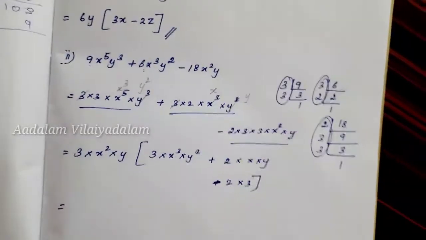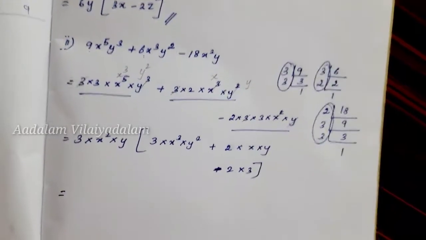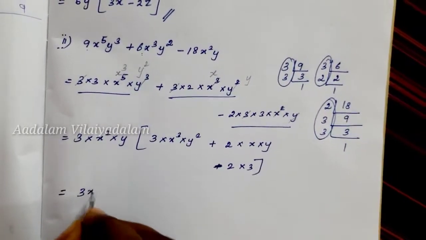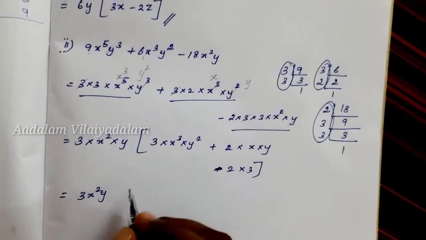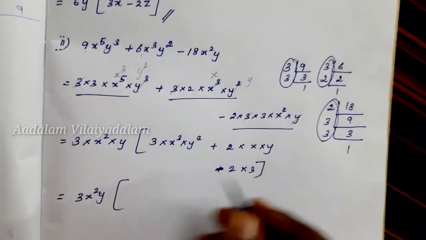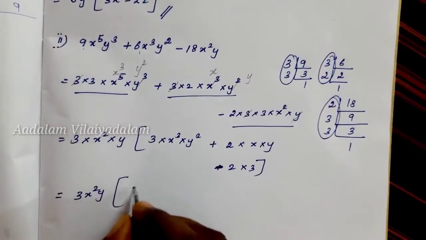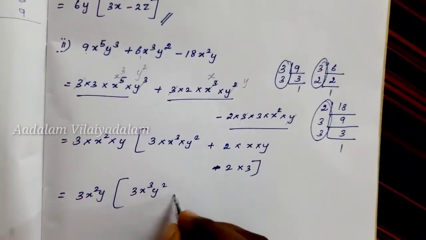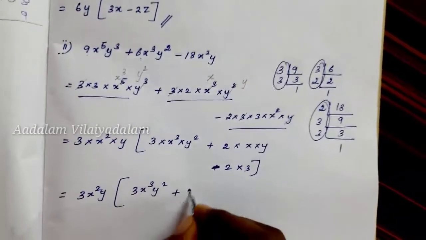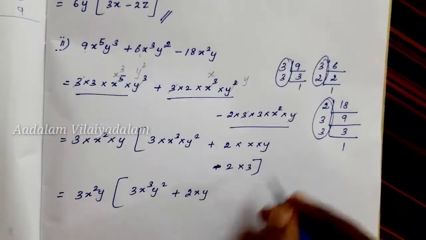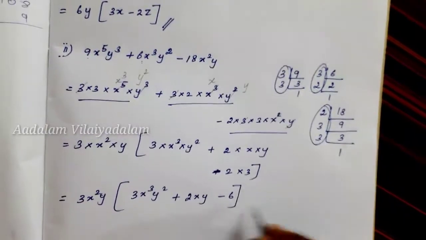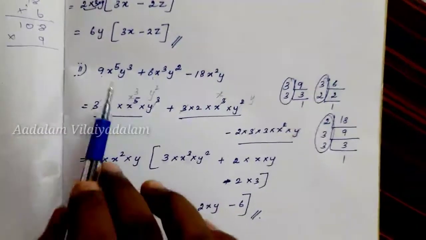Now, let's multiply the remaining values. So, if we multiply, we get 3x square y. What else will we get here? 3x cube into y square. Then here 2xy. Then the remaining term is 2 3s are 6. So this is the answer for this subdivision.